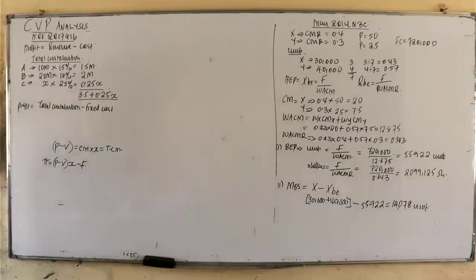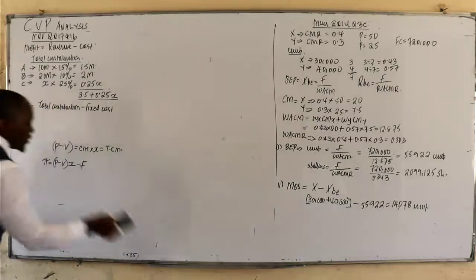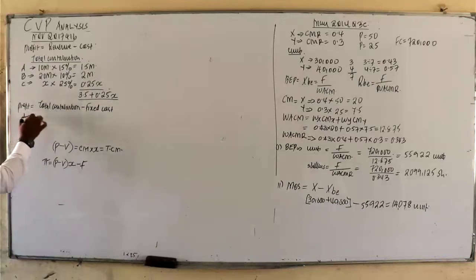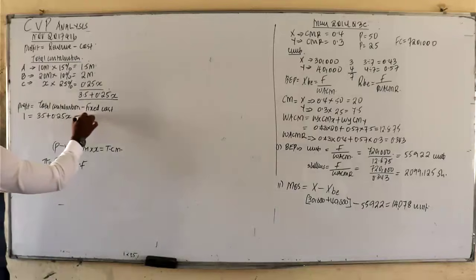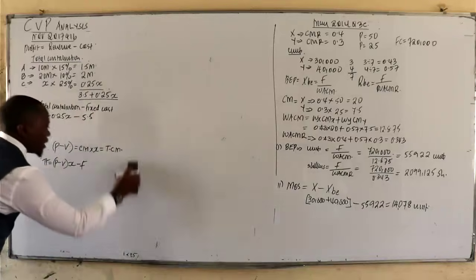Number 3, the management have budgeted to earn a profit of 1 million. So 1 million is equivalent to the total contribution, 3.5 plus 0.25x, minus the fixed cost. Note number 2, the fixed cost of Sol is 5.5. So you minus 5.5.